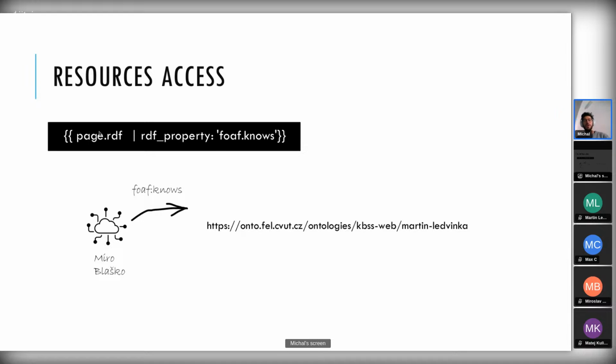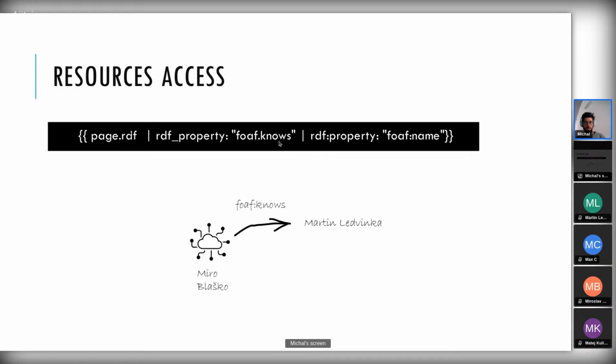So this tells you that you are looking for the thing with the RDF property for nodes. So if you use it like this, you get the result HTTPS ontologies CZ ontologies KBSS with Martin Medvinka because Miroslav Blaško knows him. And you can create a pipeline using those pipes. So right here I'm on the identifier of Martin Medvinka. If I want to see its name, I can just add another pipe and look for the RDF property of name.